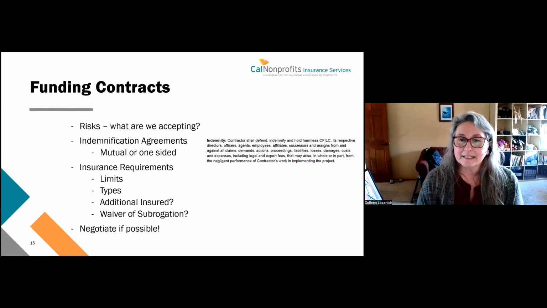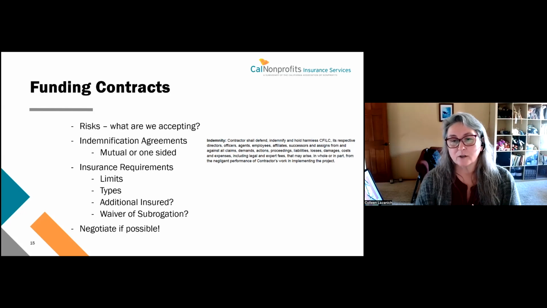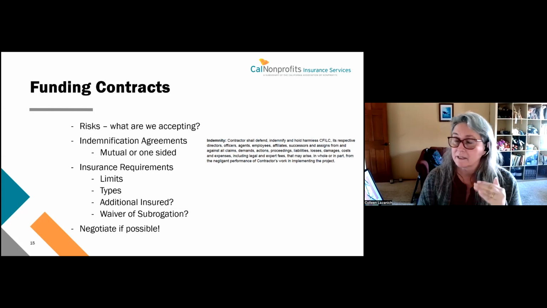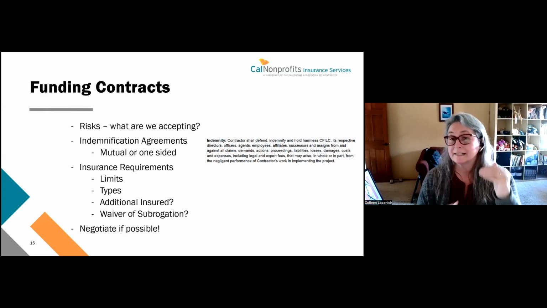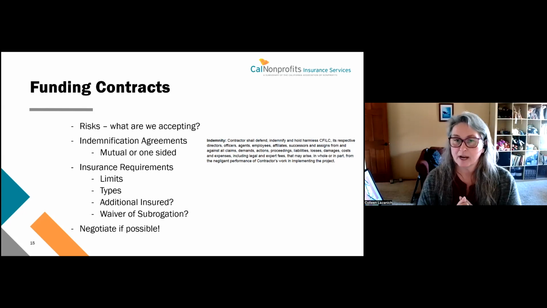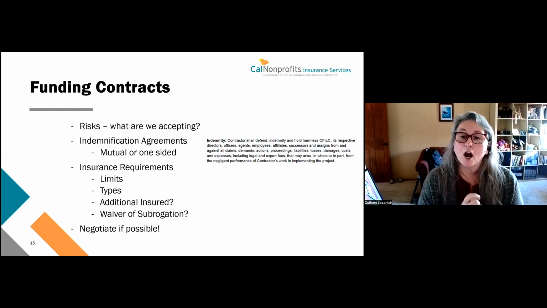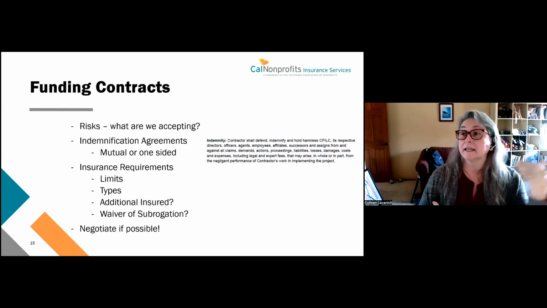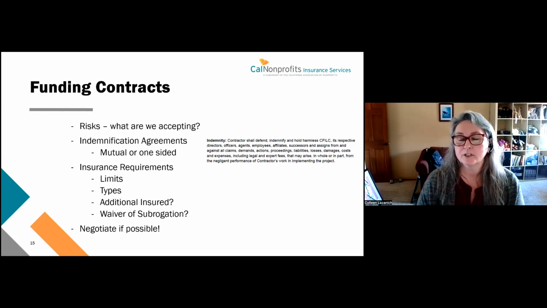Insurance requirements. What are the limits, the types of insurance that are required? What lines of insurance are required? We're seeing cyber, like I mentioned earlier, coming up more and more and more in funding contracts. And are they asking to be named as an additional insured? Does your policy automatically, if it's in a contract, name them as additional insured?